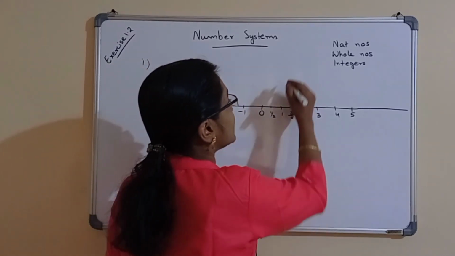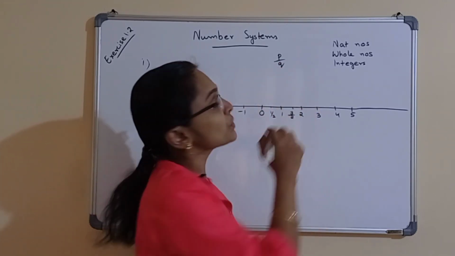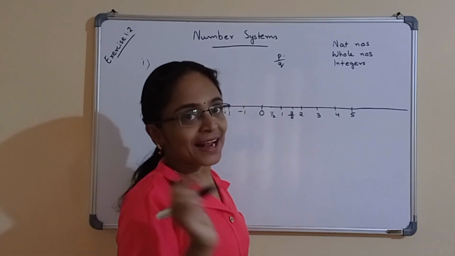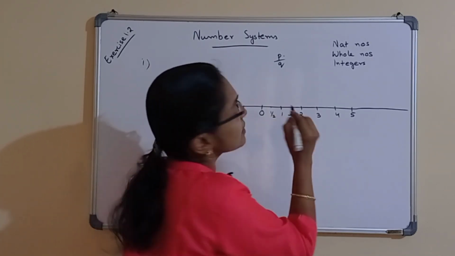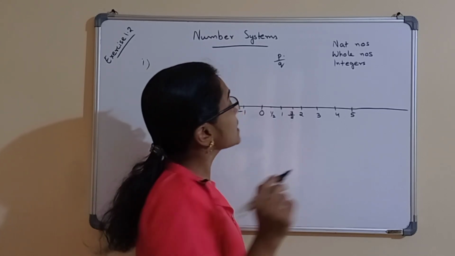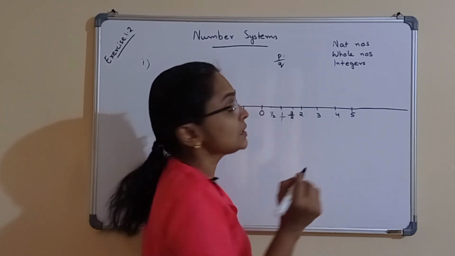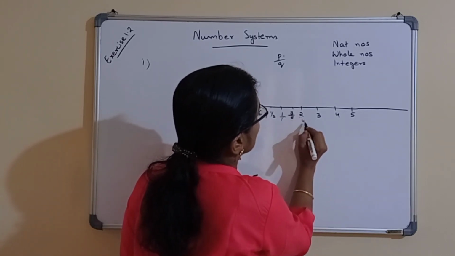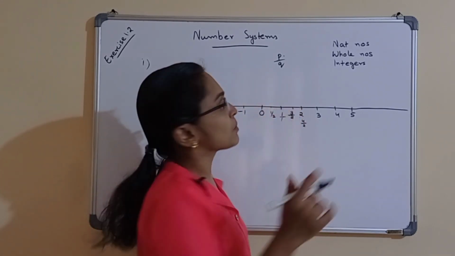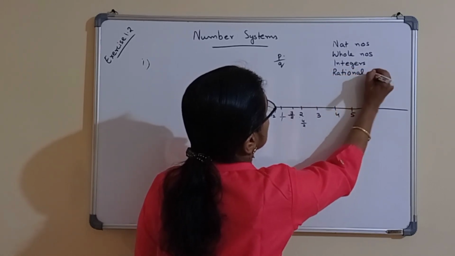And any number which can be expressed as P by Q, where P and Q are integers and Q not equal to 0, are called rational numbers. So 1 by 2, 3 by 2, etc. are rational numbers. And these are also rational numbers. We can express 1 as 1 by 1 and 2 as 4 by 2 and so on, right? So rational numbers are also included in the real numbers.